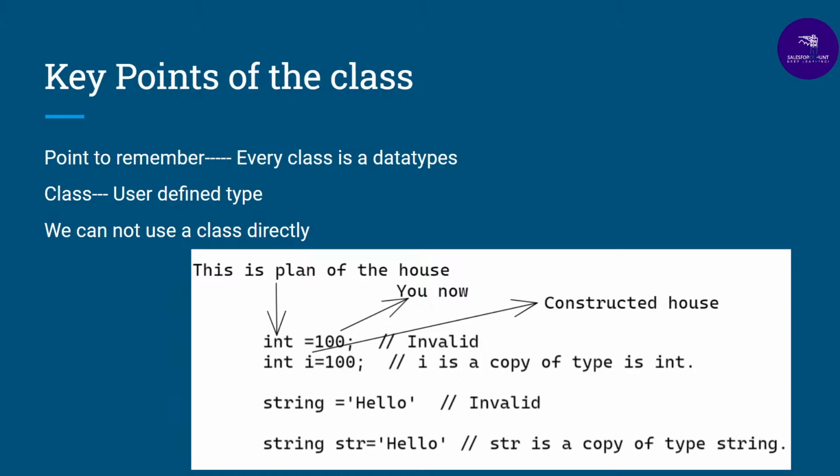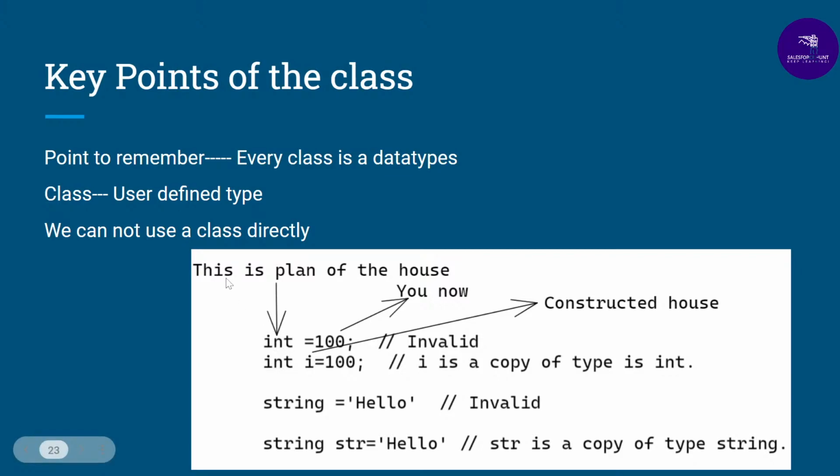Here we cannot use a class directly. If you write some class and want to use that class directly, you cannot consume it. That is the key point of the class. Here you can see this is a plan of the house. I just declared one variable, integer equal to 100. Integer is nothing but a data type, so int means integer in this example.